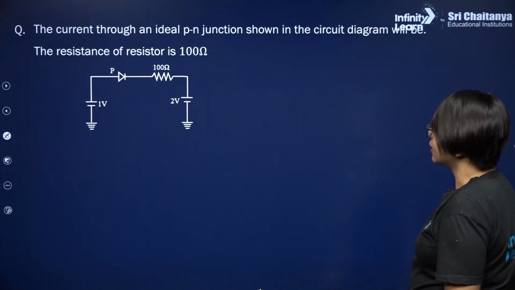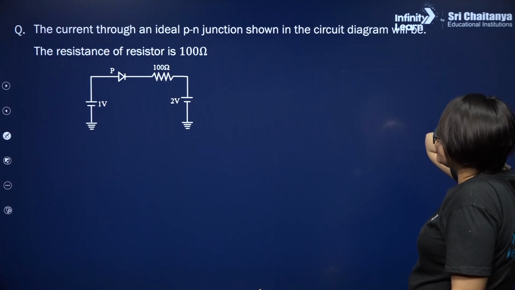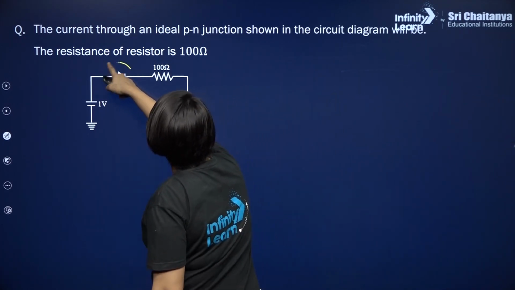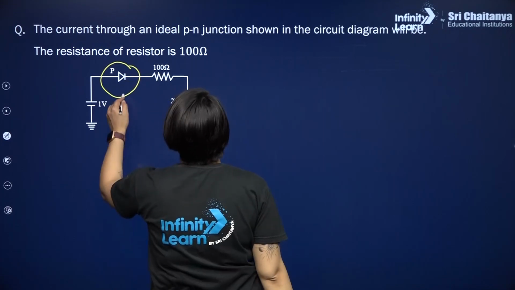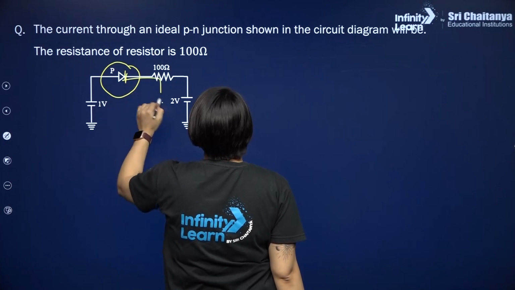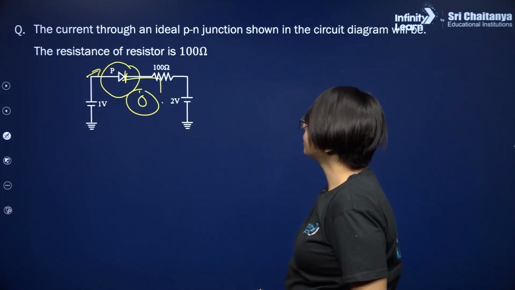Next is this one, the current through an ideal PN junction shown in the figure is. So this is 1 volt, this is plus 2 volt. So this PN junction over here is reverse biased, right? P is connected to low potential, N is connected to high potential. So current will be 0 because it will offer infinite resistance.